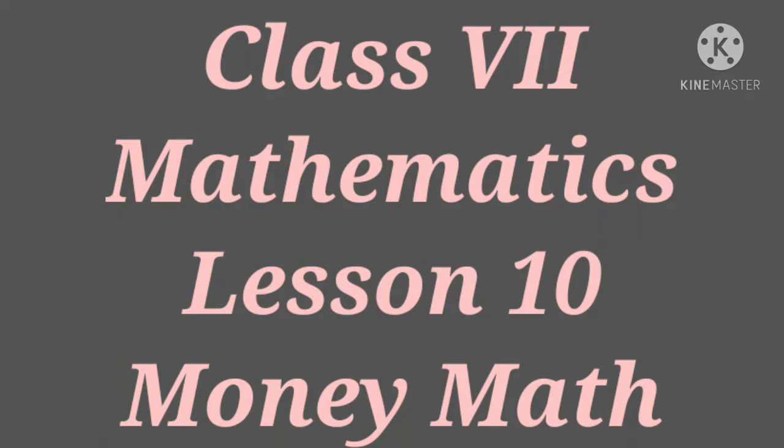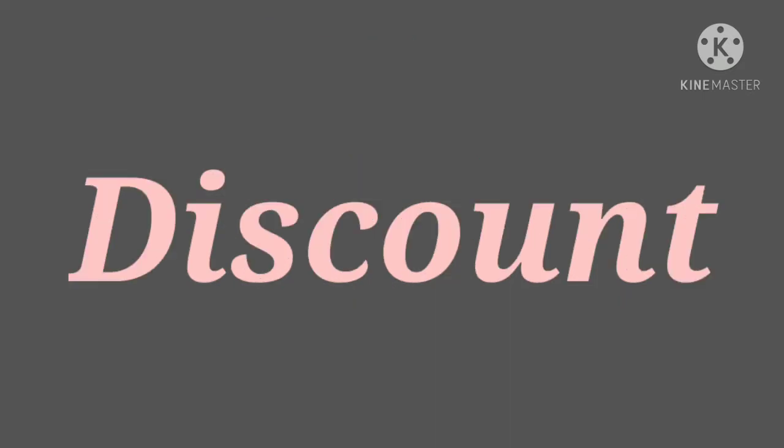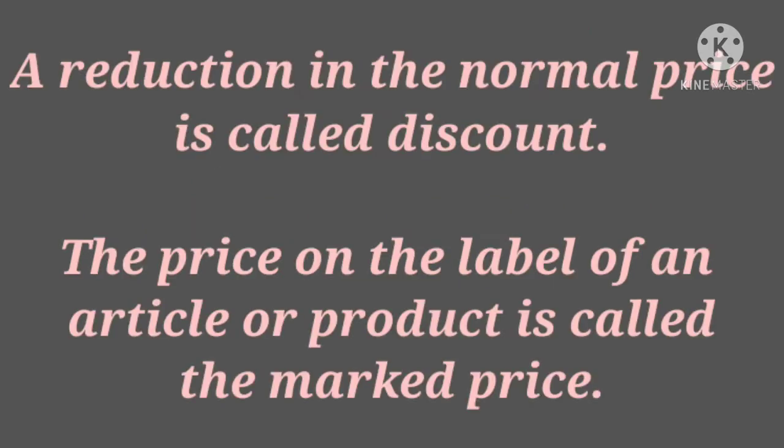Let us continue with the chapter Money Math. Today, our topic is discount. What is discount? A reduction in the normal price is called discount. And see, children, the price on the label of an article or product is called the market price.